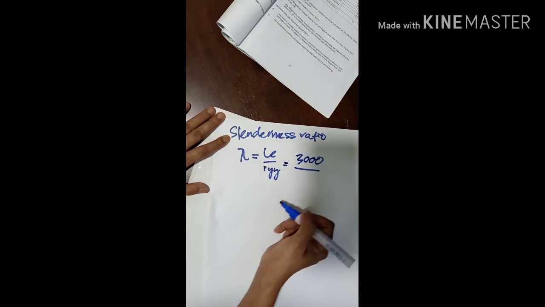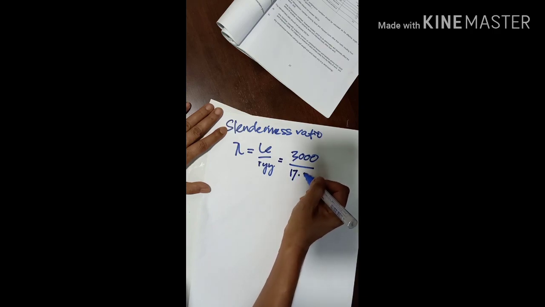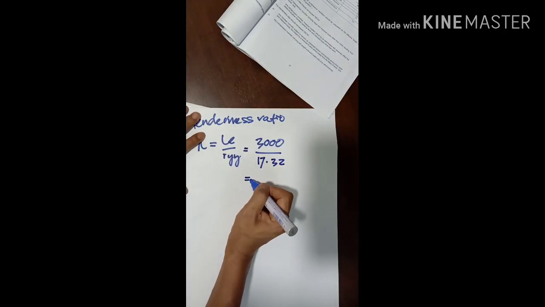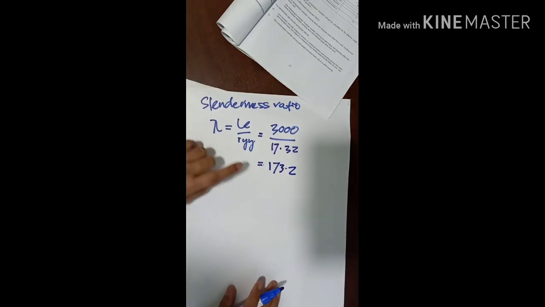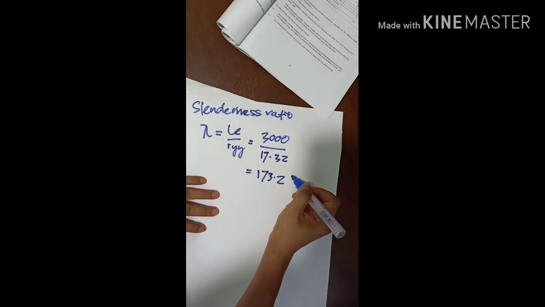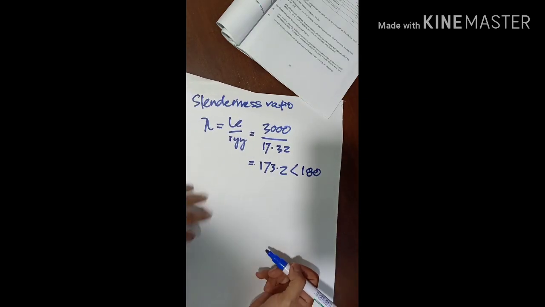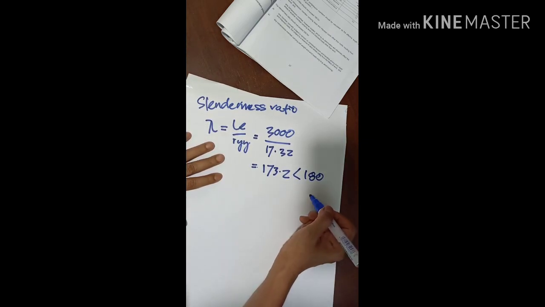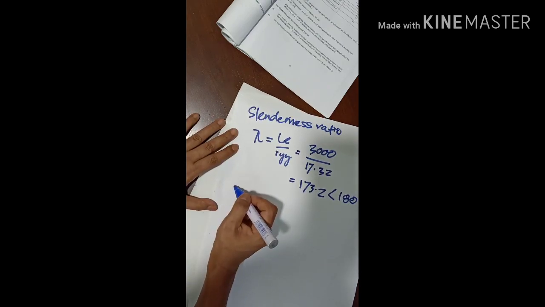So from it we get a value of 3000, our effective length, divided by the radius of gyration, which is 17.32, and it will give us a value of 173.2. From it we identify that the value is less than 180. So since it is less than 180, it's considered as a short column where we do not require any K8.